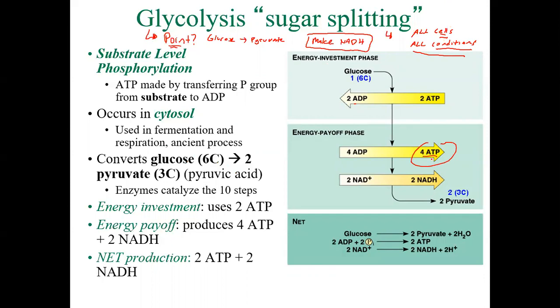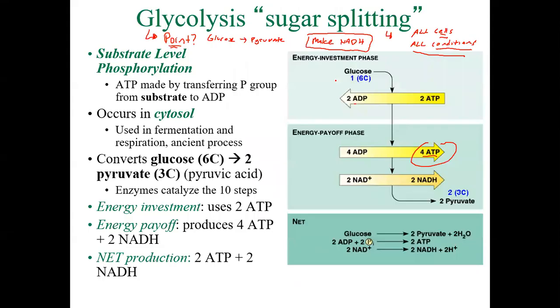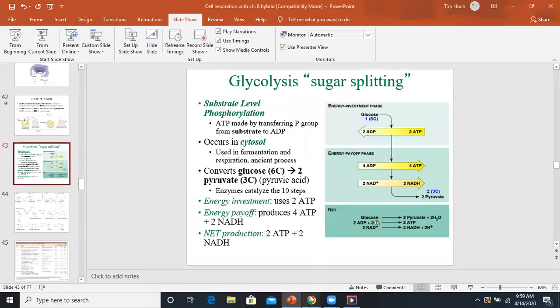It's substrate level phosphorylation, which, if you didn't watch the last video, just means a way to make ATP by pulling a phosphate off of a substrate, whatever it may be, and pushing that phosphate onto ADP to make ATP. So yes, you're making it. It's not the most efficient and takes some time, but it is a way to make ATP in the absence of oxygen. So all cells, all conditions, and it takes place outside the mitochondria.